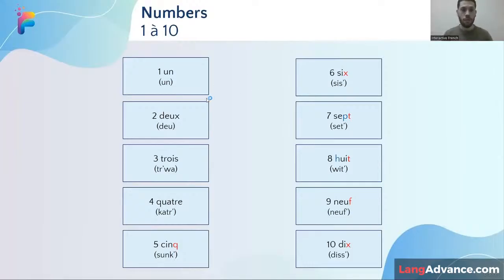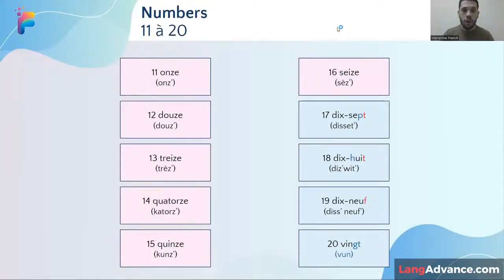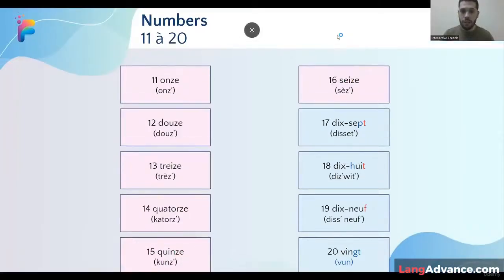All right, now, moving on to the numbers from 11 to 20. So starting with 11, onze. Then we've got 12, douze. Okay, 12. Next up is 13, treize. Okay, so treize for 13.